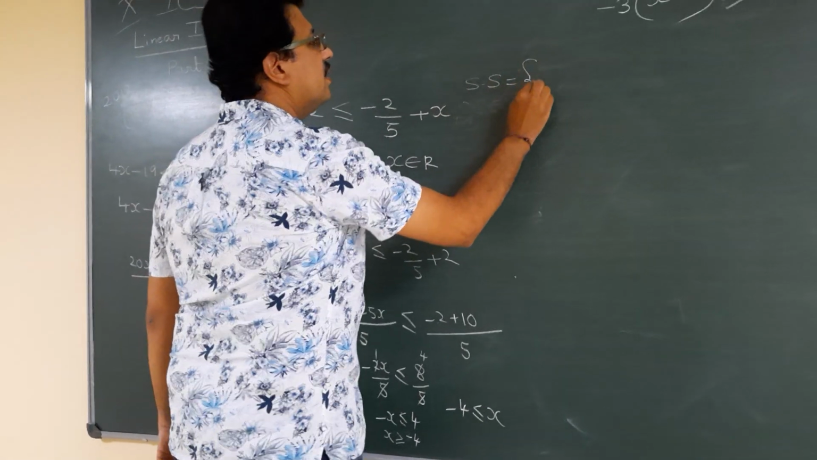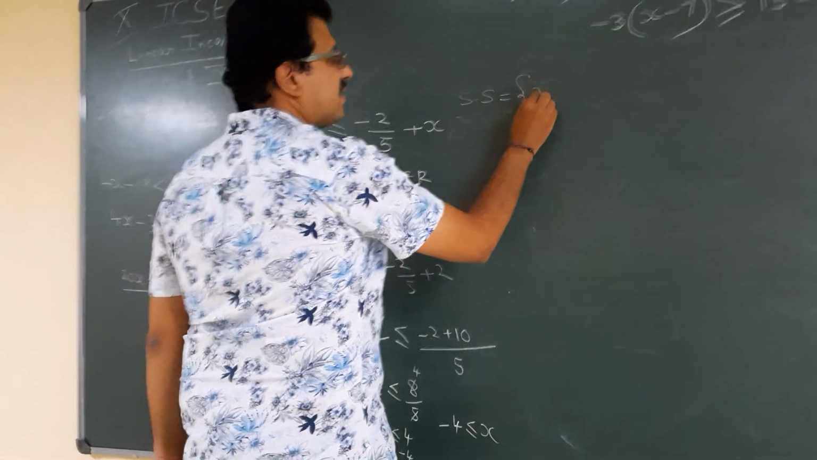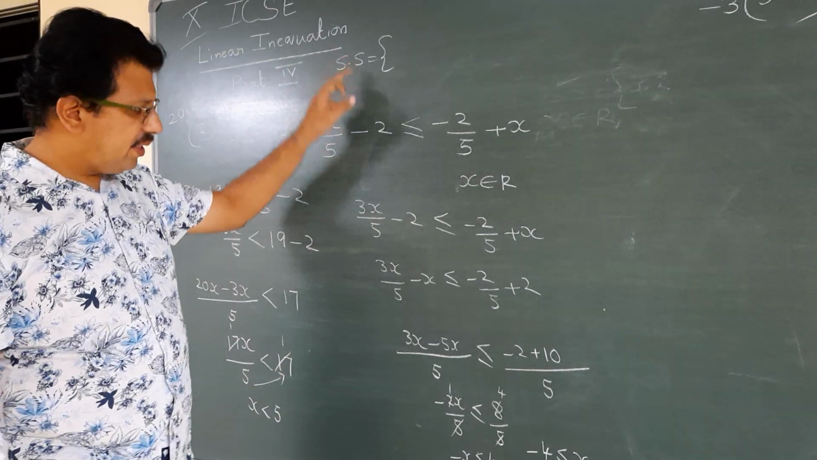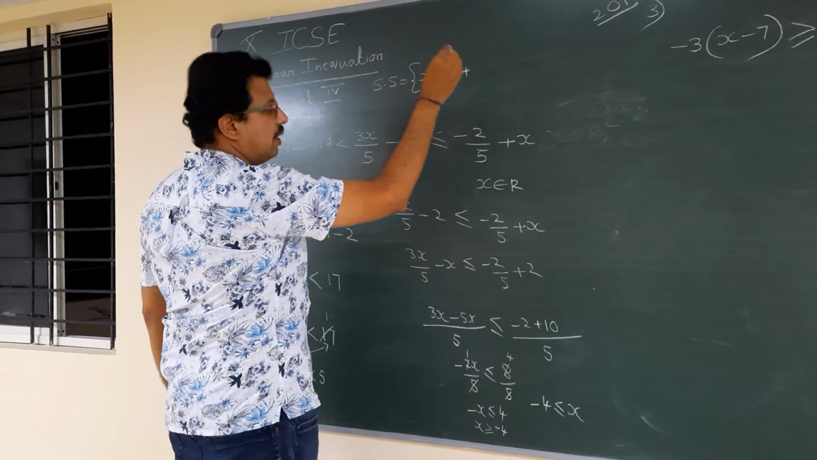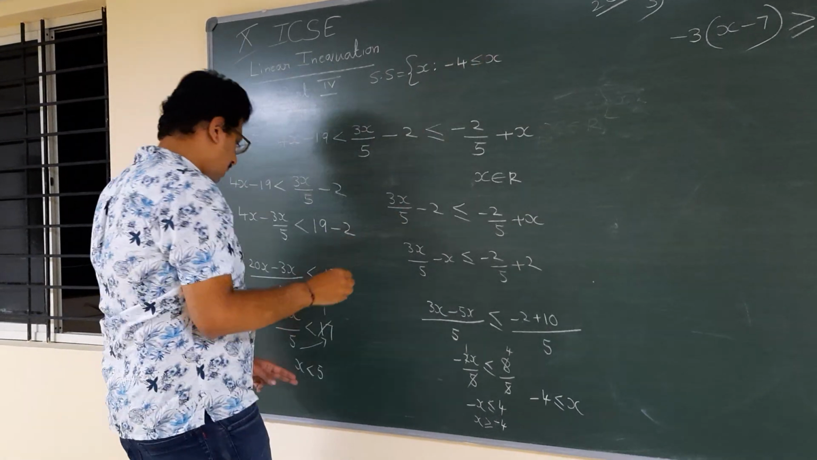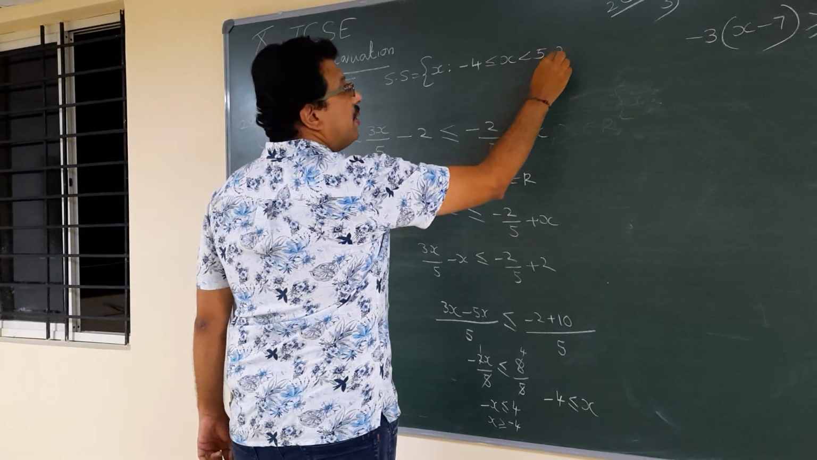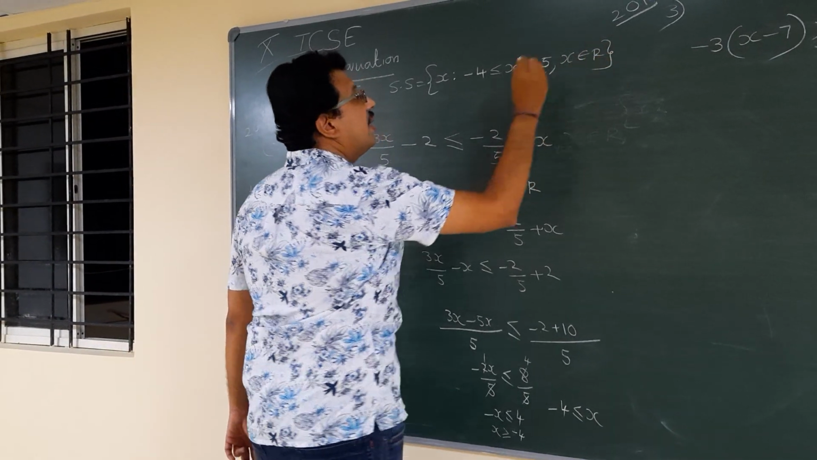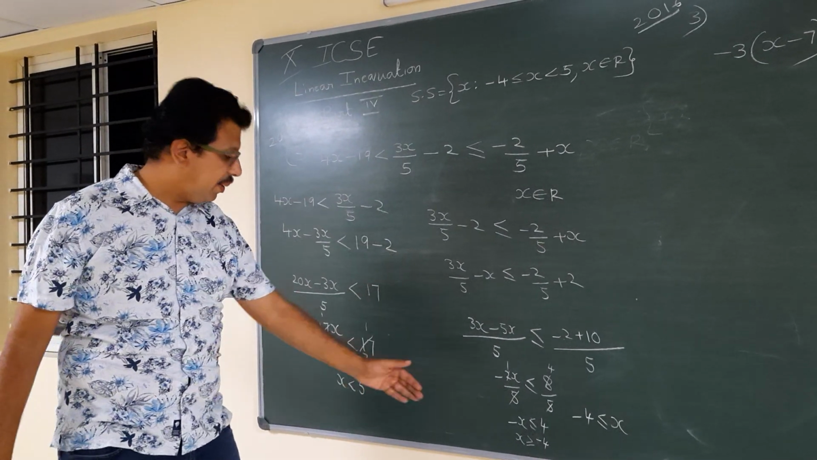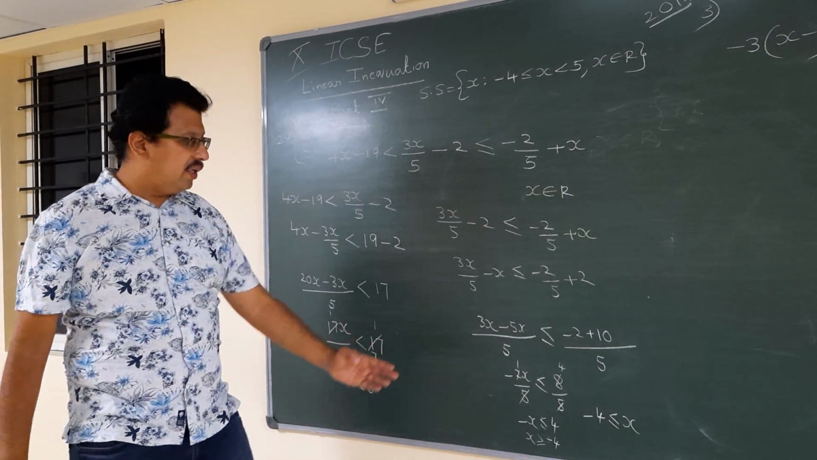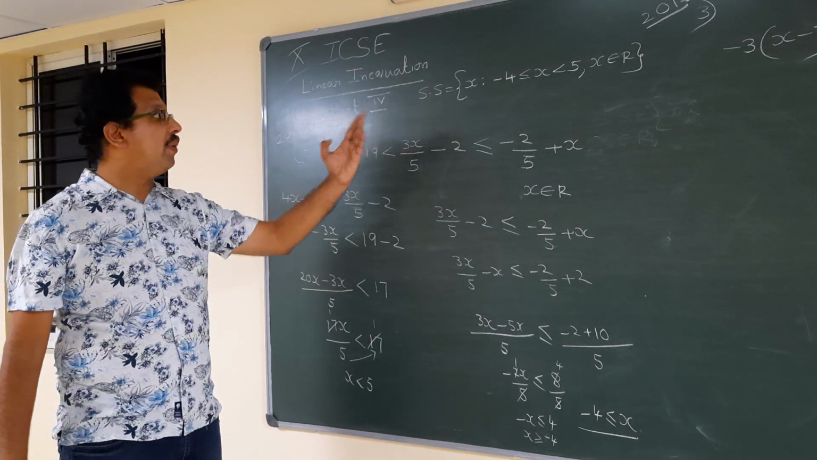The solution set we can write as: x such that minus 4 less than or equal to x less than 5. And we should compulsorily write x belongs to real numbers. I have written the solution set here. You have to be very clear. I am combining these two inequations, that is minus 4 less than or equal to x and x less than 5. I have combined and written it.